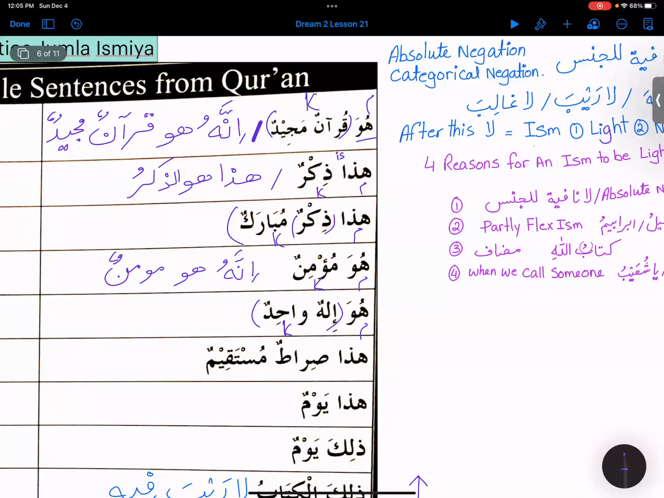Haza siratu mustaqim. This is a straight path. This is Siratul Mustaqim, right? So haza is mubtada, Siratul Mustaqim is khabar. And now if you want to emphasize it. Haza huwa Siratul Mustaqim. Very good. Another, inna haza Siratul Mustaqim. Very good. Inna haza huwa Siratul Mustaqim. Right? So there are many different ways.